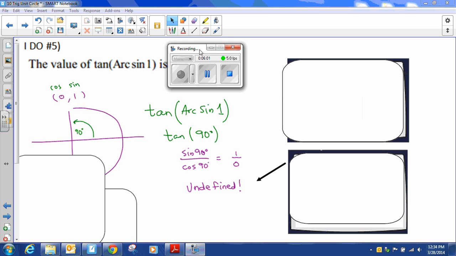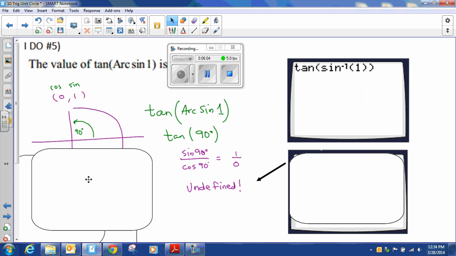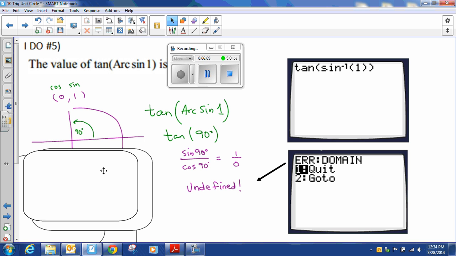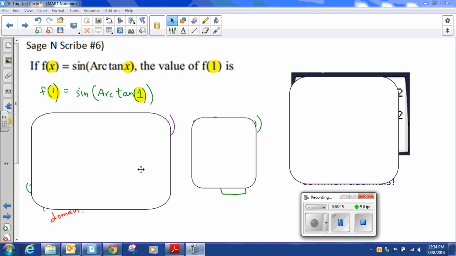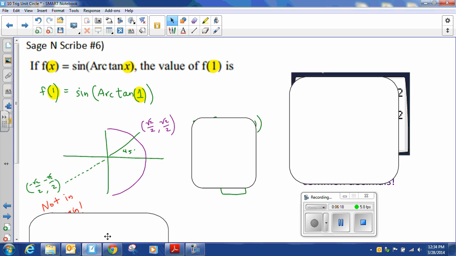We can confirm this in our calculator when we take the tan of inverse sine of 1, we get an error message, which confirms our answer of undefined. All right, number 6. We're looking for the angle that gives us a tangent of 1. You need to remember, tangent is sine divided by cosine. Well, radical 2 over 2 divided by radical 2 over 2 gives us 1. It's the exact same thing. So 45 degrees must be the angle that this is talking about.